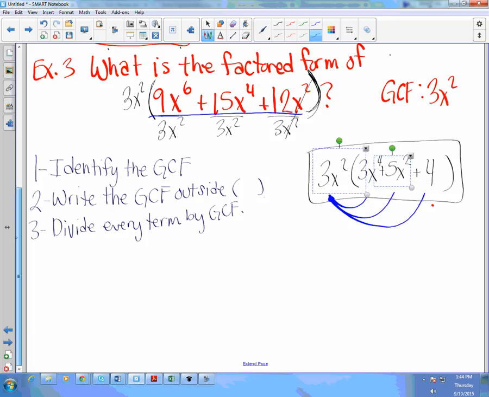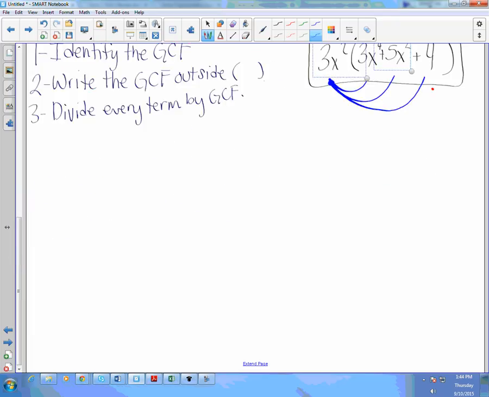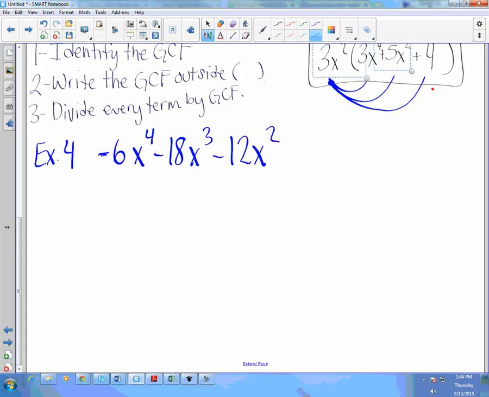Okay? Example 4. Write in factored form: negative 6x to the 4th minus 18x cubed minus 12x squared. Okay, follow the steps. 1, find the GCF. 2, make sure you write the GCF down. It doesn't disappear, it's outside the parentheses. 3, divide every term by the GCF.